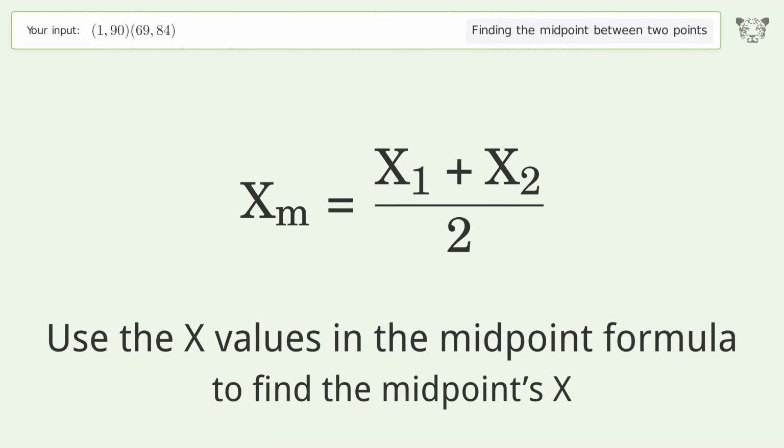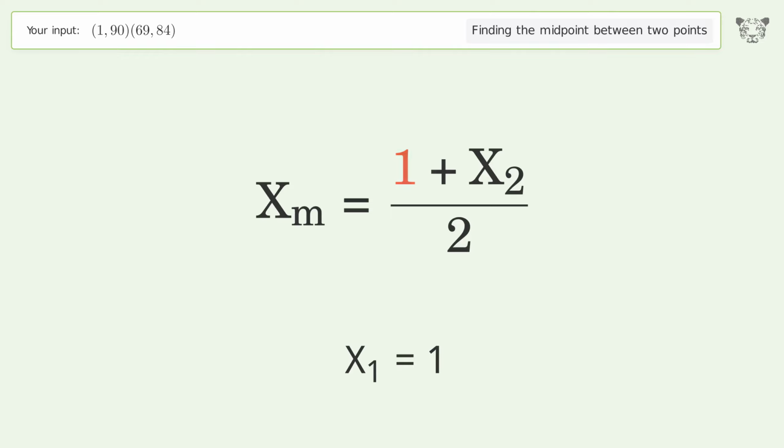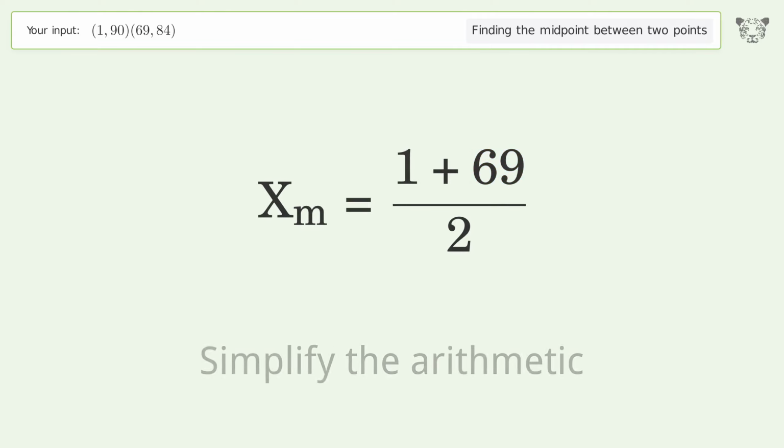Use the x values in the midpoint formula to find the midpoint's x. x1 equals 1. x2 equals 69. Simplify the arithmetic.